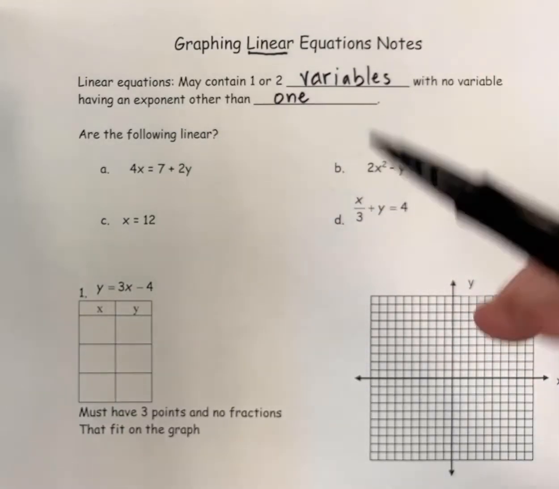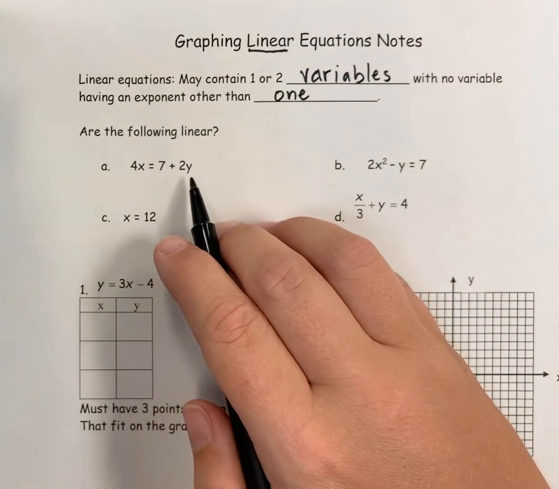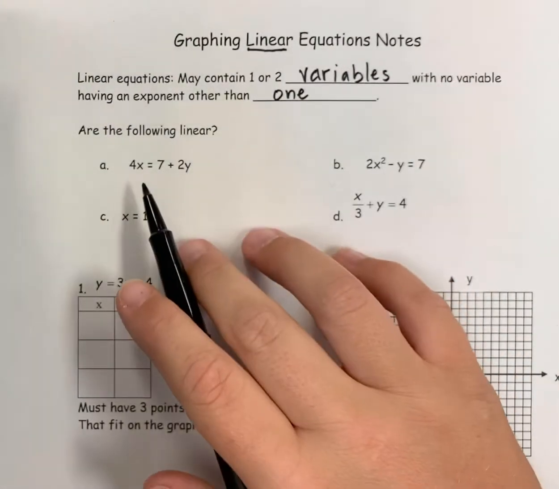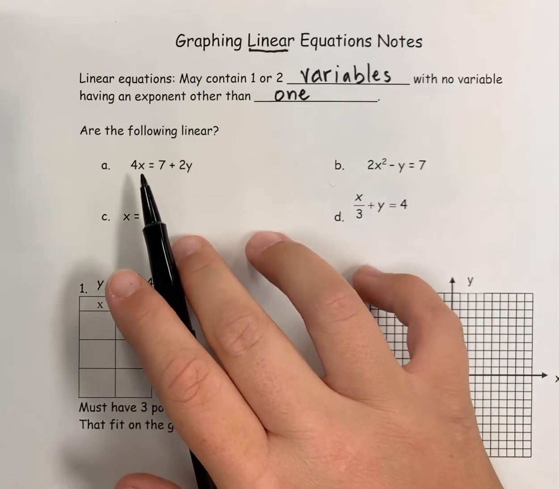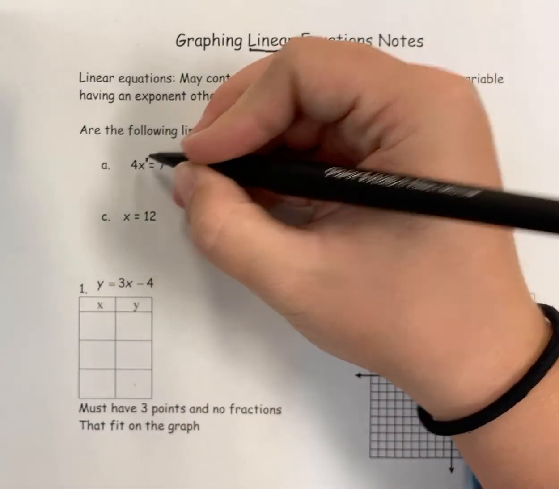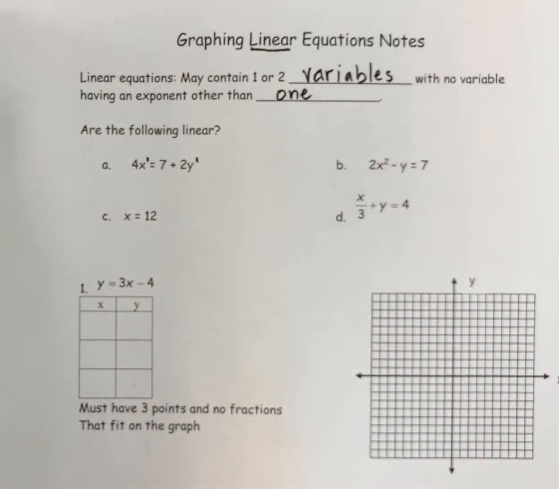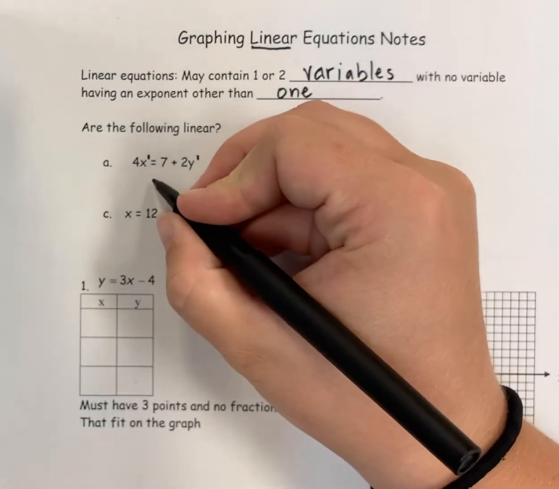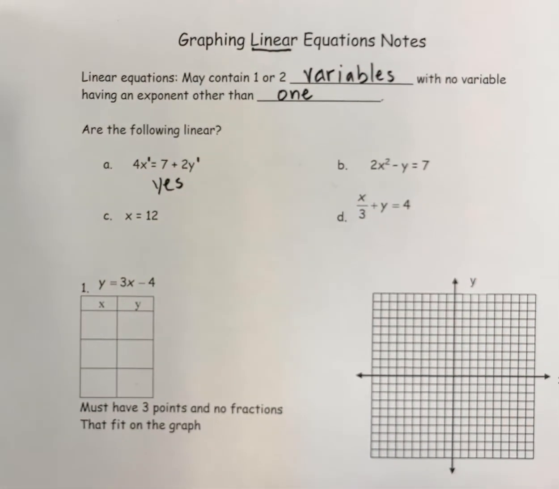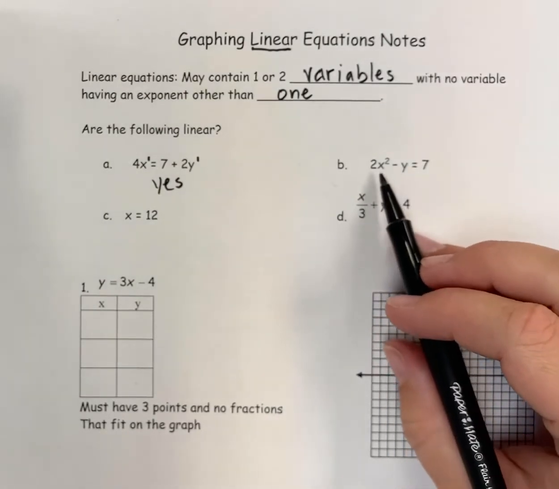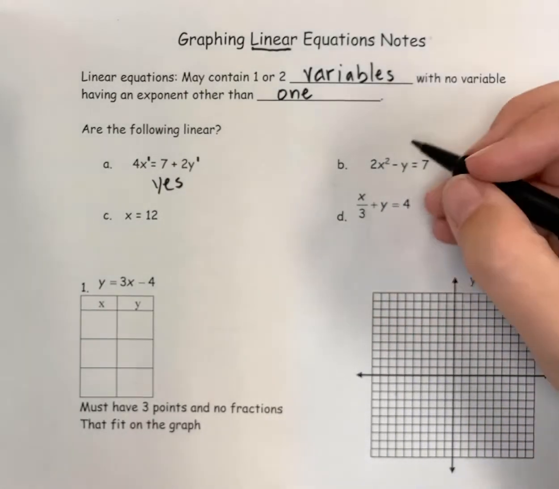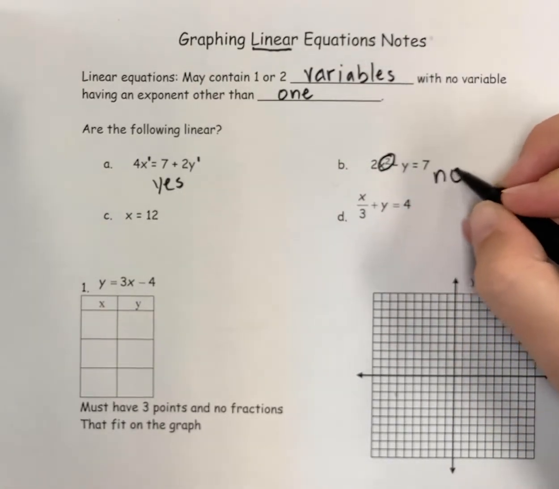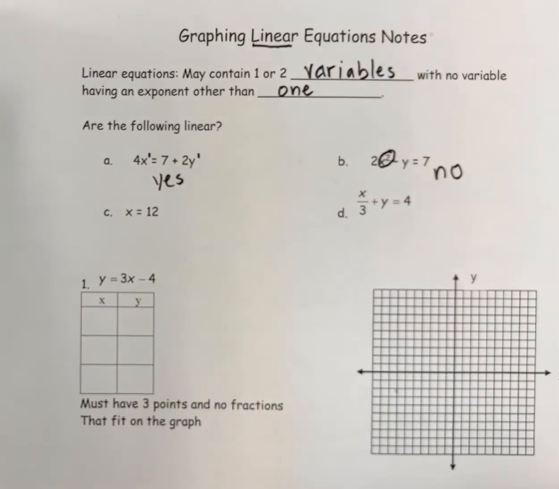So part A, our two variables are x and y. And remember, not our two exponents, our two variables. And if there's no exponent, you want to think of it as a 1. Okay, so basically both of these have an exponent of 1, which means yes, it is linear. For B, we have an x and a y again, but notice this time we've got x squared. Because it is x squared, this one is not linear, so that one would be a no.